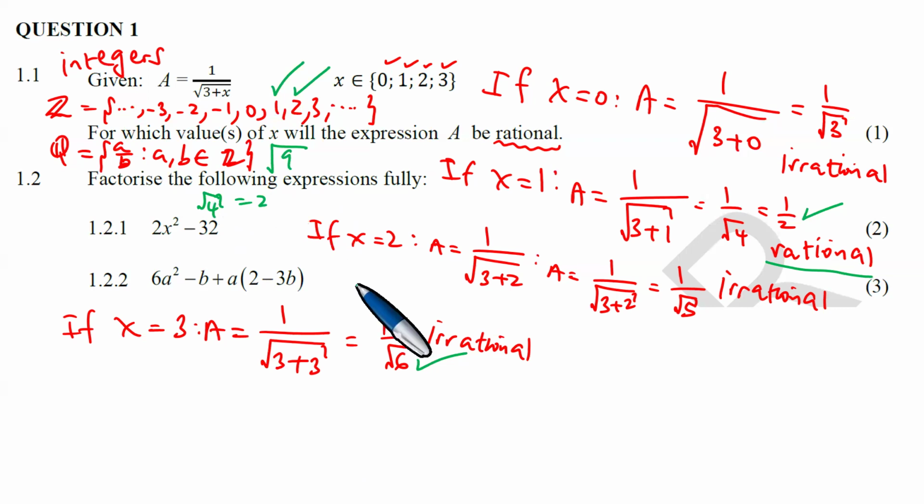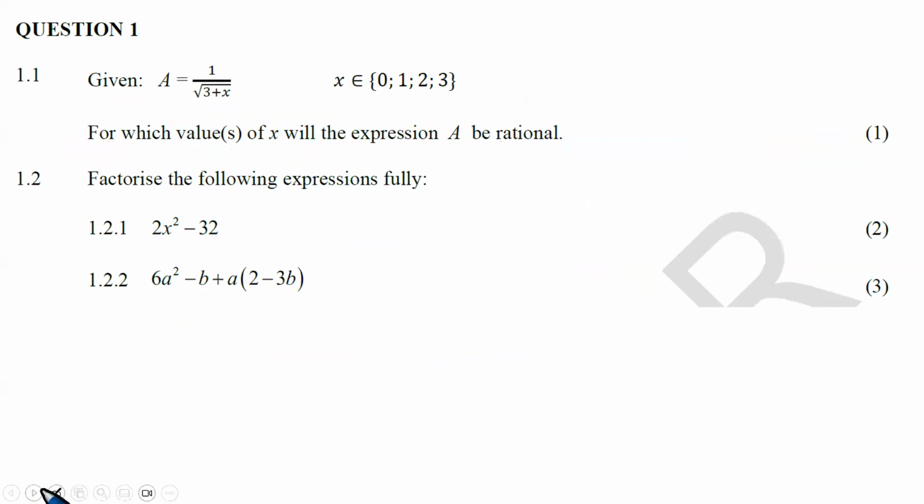What is the number 2? The number 2 is here. So yes, the square root of 4 is 2, and therefore it's an integer. The square root of 9, what is it? 3, and 3 is an integer. Yes, the square root of 9 is an integer because it is equal to 3. Next point, we move forward.